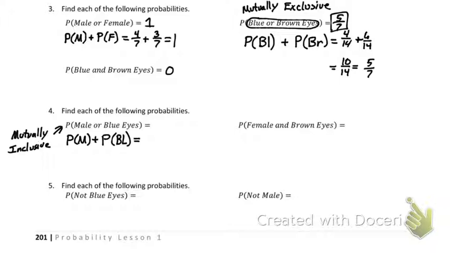Can someone tell me what the probability is of being a male in this class out of 14? 8. 8 out of 14. What's the probability of you having blue eyes? 4. 4 people have it out of 14. So this would give us 12 out of 14. There's something wrong with that number. It should seem off. Bowen, do you know what's wrong with that number?